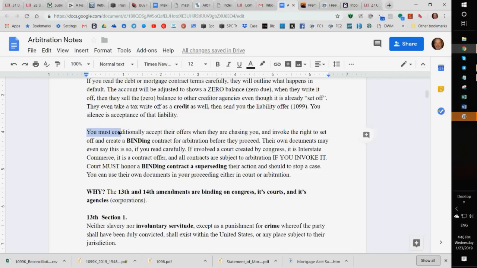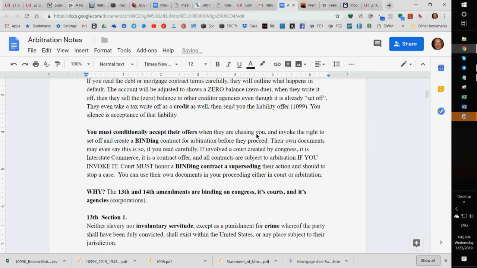But here's what we must do. We must conditionally accept their offers. I've been saying this for years, but now we're giving you a very specific roadmap about what to do when they're chasing you. So invoke your right to set it off and create a binding contract for arbitration before they can proceed. And if they have proceeded, to void what they've done.